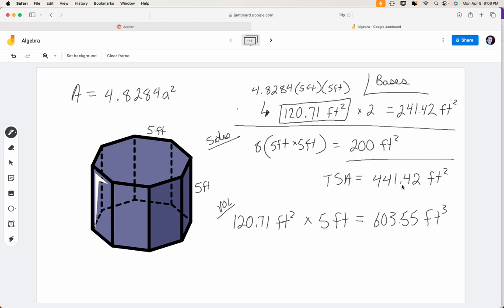We get 441.42 feet squared is the total surface area. Now again, the area of the base is this, 120.71 feet squared. And to get the volume, we take the area of the base times the height, which is 5 feet. And we multiply that, we get 603.55 feet cubed. And that would be the other answer you are looking for. So here's one, I think this is total surface area. It's first, then the area of the base, and then volume is the third one you're looking for.